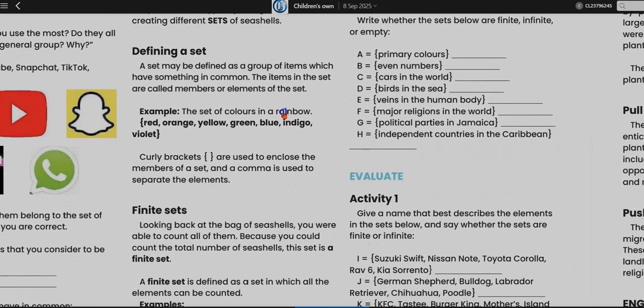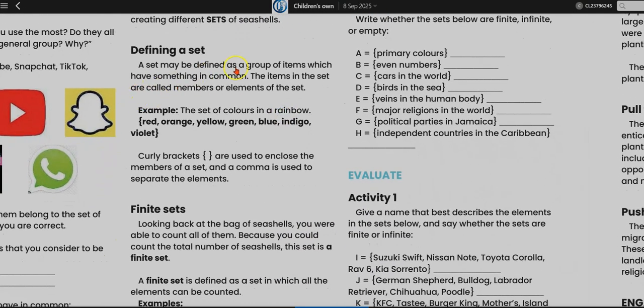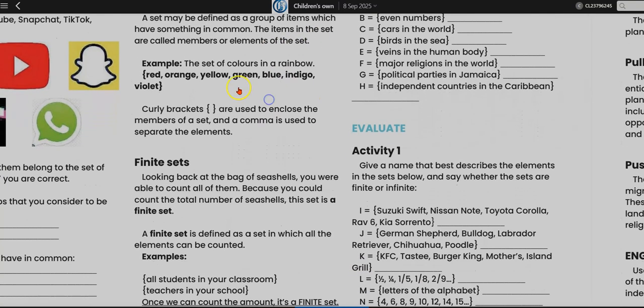Let's define a set. A set may be defined as a group of items which have something in common. The items in the set are called members or elements of the set. For example, the set of colors in a rainbow are red, orange, yellow, green, blue, indigo, and violet.